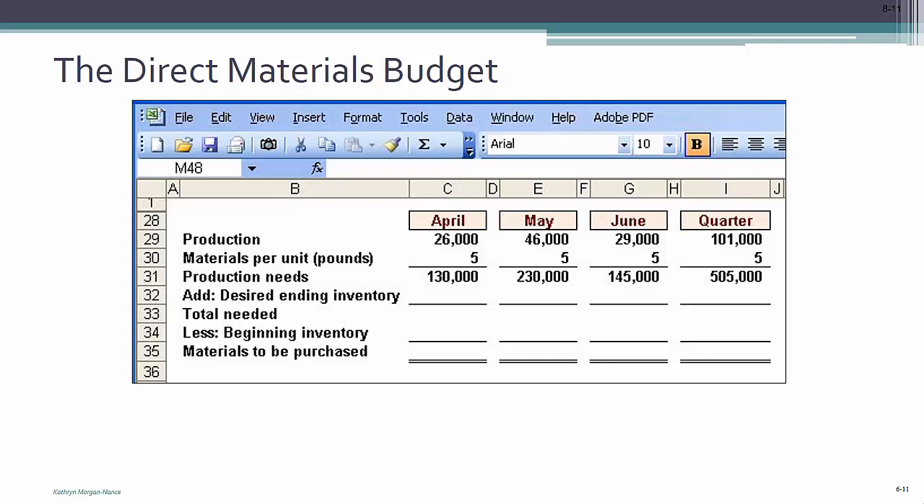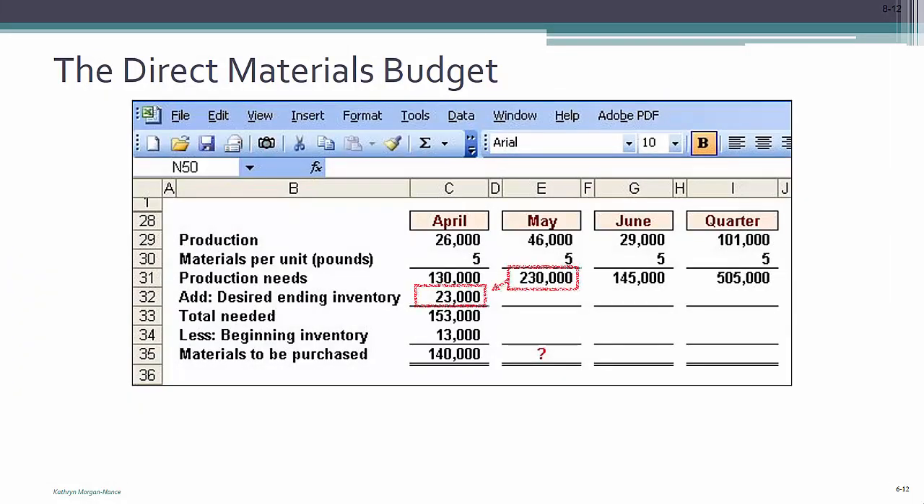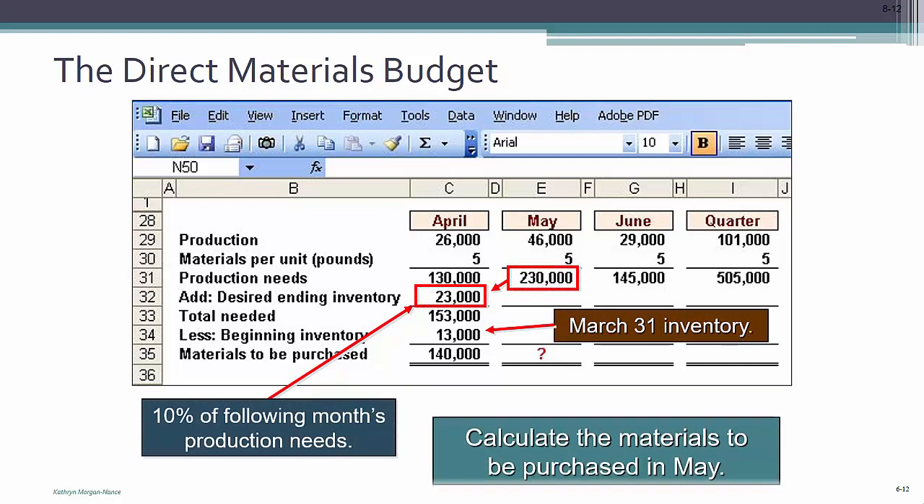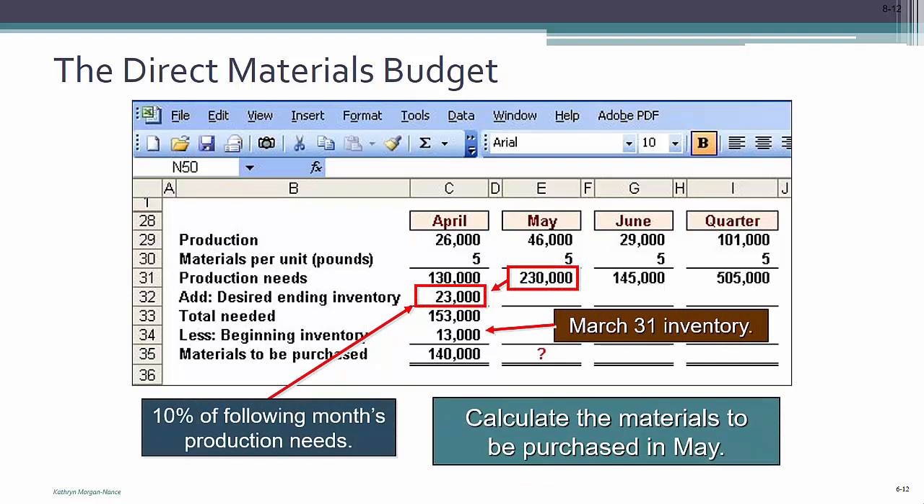A word of caution, you're not done. This calculation is a starting point. It doesn't consider beginning and ending direct materials inventories. The third step then is to calculate the materials to be purchased for April, and we come up with 140,000 pounds. This is an important calculation because we need to ensure our vendors know how much we plan to buy from them. And this calculation also helps us determine how much we're going to spend for materials.